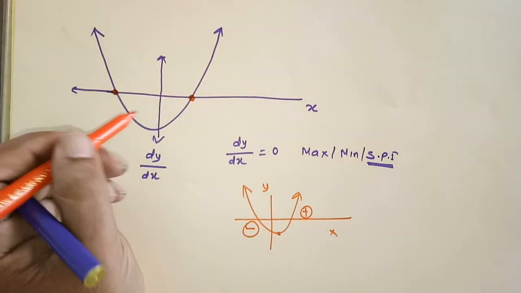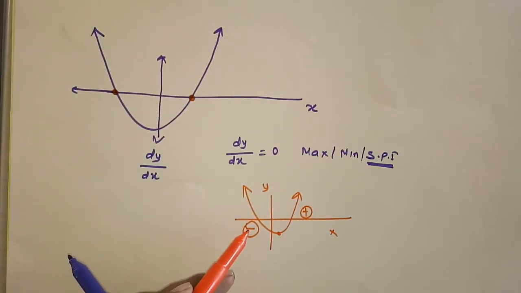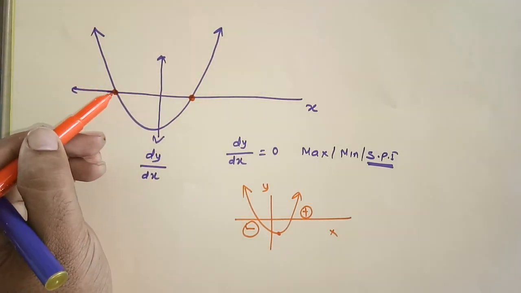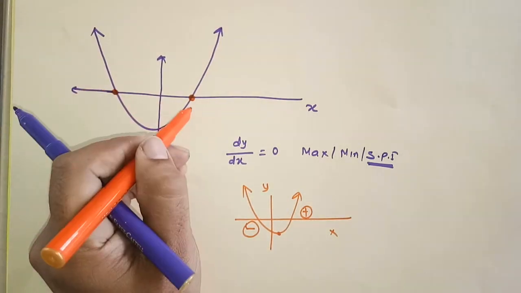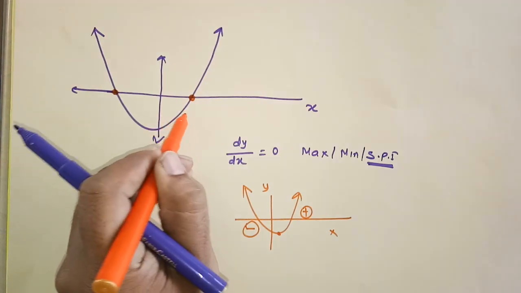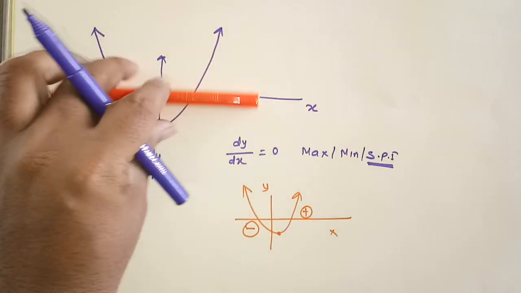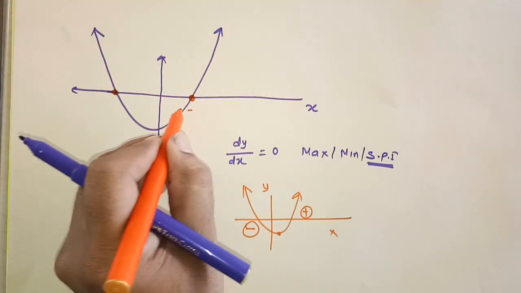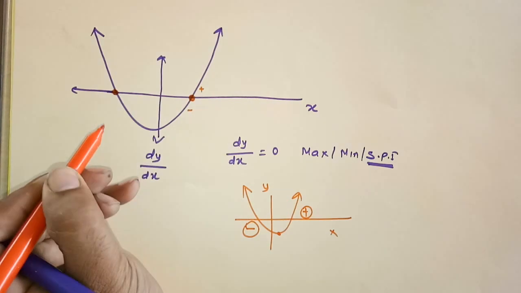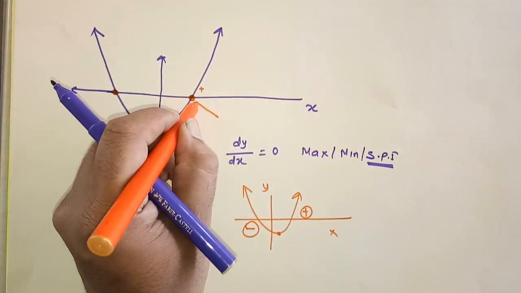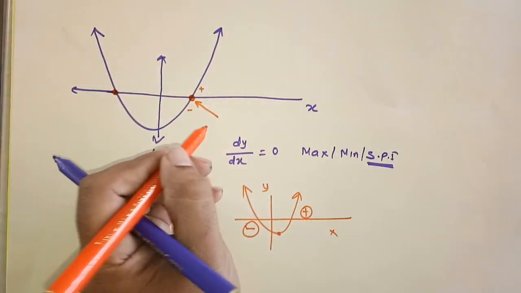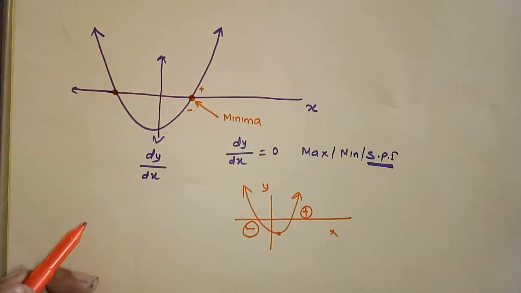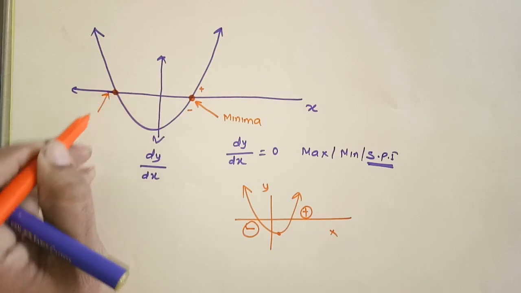How do I recognize that? If your slope is changing from negative to positive, it means that this is a turning point that can be a minimum. Out here, my slope is changing from negative, because above this it is positive and below this it is negative. So here the slope is negative and here the slope is positive. This can be a possible point of minima, and this can be a possible maximum.